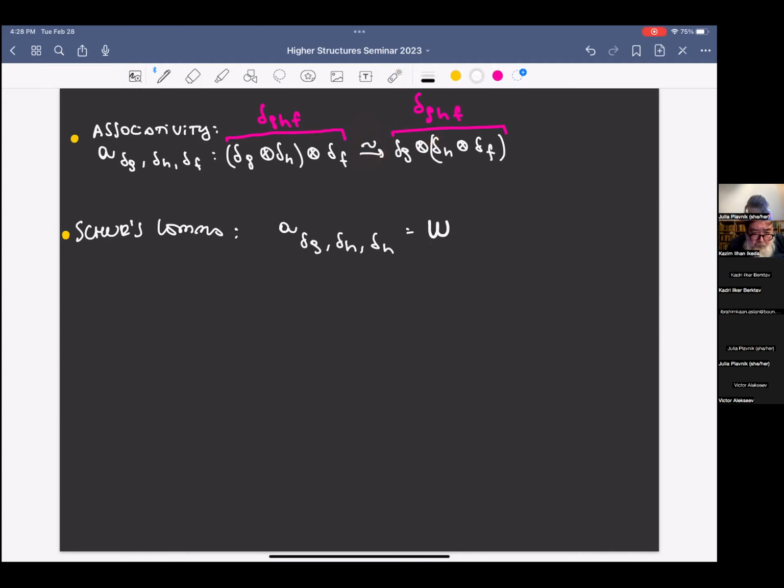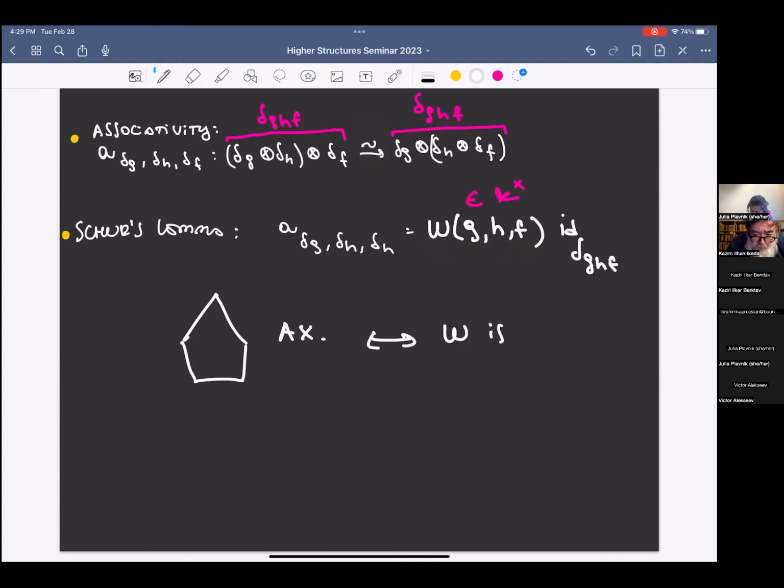So this will be some multiple of the identity of this object. And I will call this multiple omega GHF because this multiple depends on G, F and H. And this will be just an element in the units of the field. And now there is a nice fact that you remember that we need to satisfy the pentagon axiom. Having the pentagon axiom is the same as showing that this omega is a 3-cocycle. So the pentagon axiom reduces to the 3-cocycle condition.